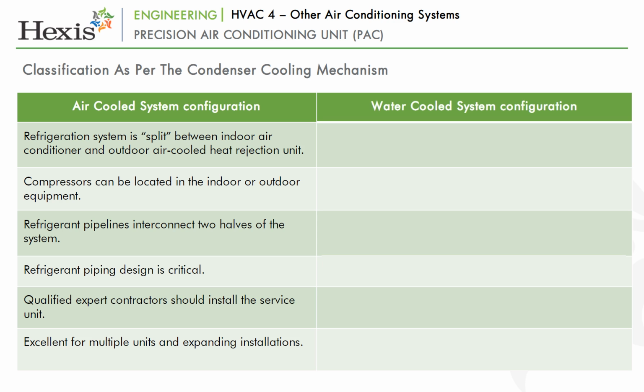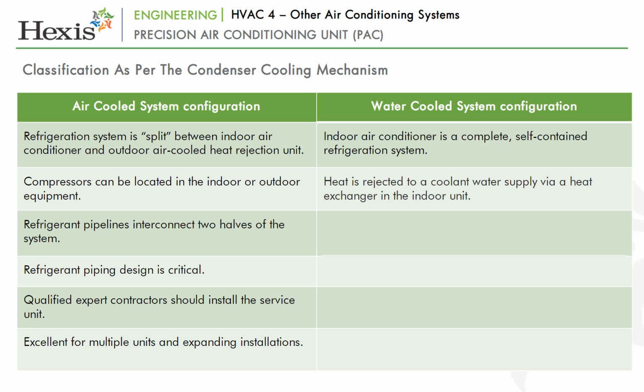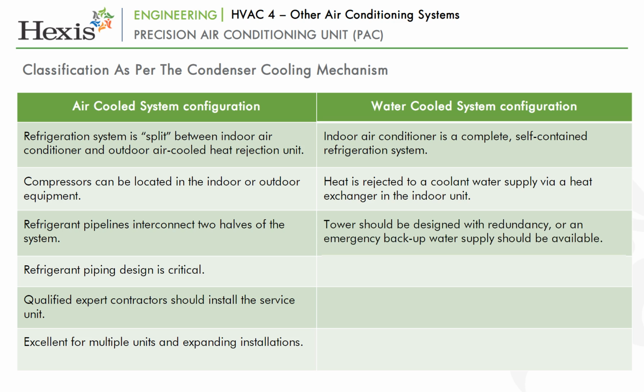Water-cooled system configuration. Indoor air conditioner is a complete self-contained refrigeration system. Heat is rejected to a coolant water supply via a heat exchanger in the indoor unit. The coolant water is then usually pumped to a cooling tower and recirculated. Other water sources such as wells also can be used. Tower should be designed with redundancy or an emergency backup water supply should be available. Water treatment is required when a cooling tower is used.